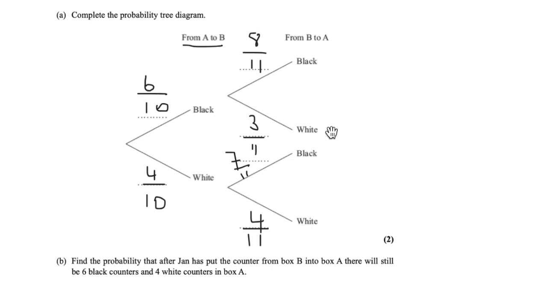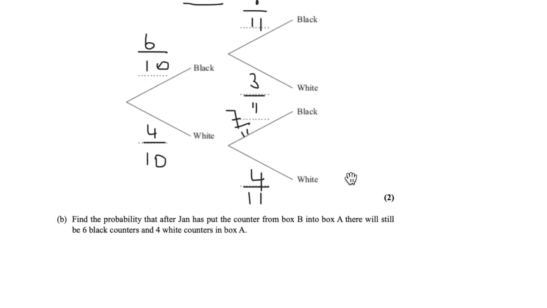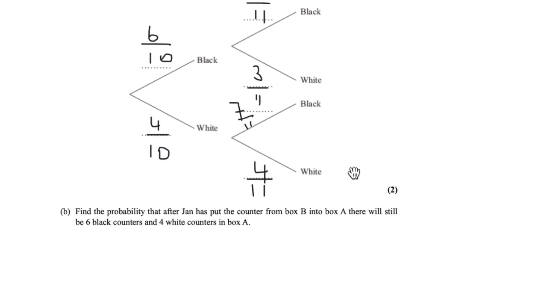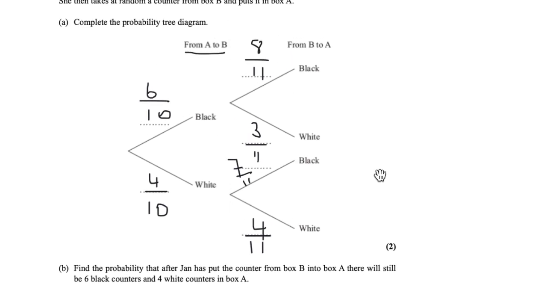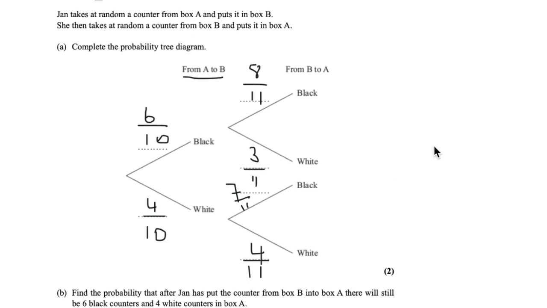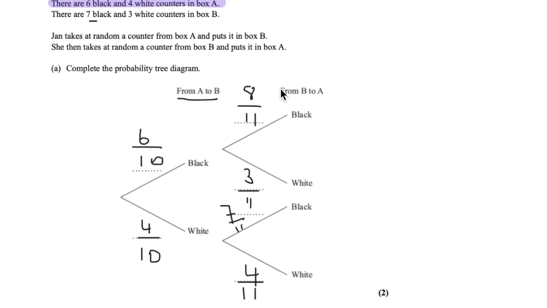We've then, if we scroll down, we've got find the probability that after Jan has put the counter from box B into box A, there will still be 6 black counters and 4 white counters in box A. So I think what's probably confused people on this question is the A's and the B's and the counters, because it is a little bit complicated. So we've got, after it's gone from B into A, we want 6 black counters and 4 white counters in A.